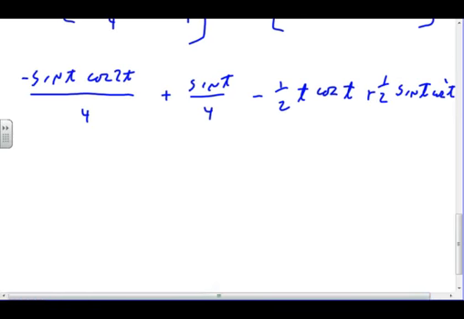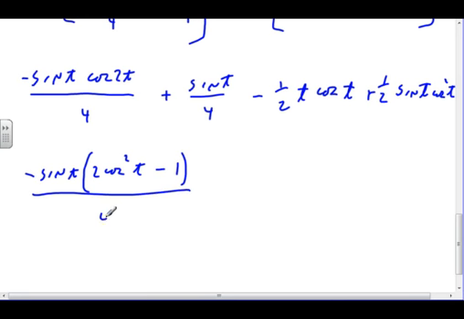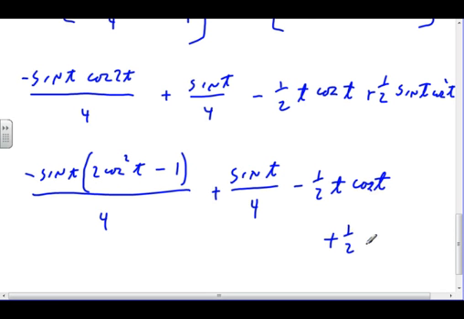Okay, so that's 2 cosine squared. So this is minus sine t, 2 cosine squared t minus 1, divided by 4, plus sine t divided by 4, minus 1/2 t cosine t, plus 1/2 sine t cosine squared t. Okay.